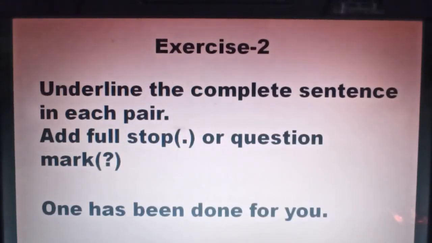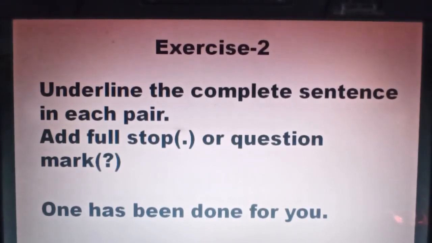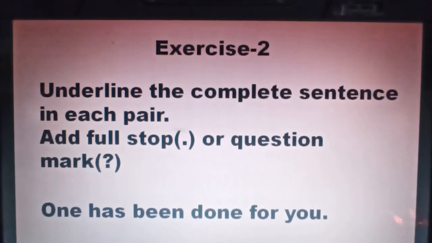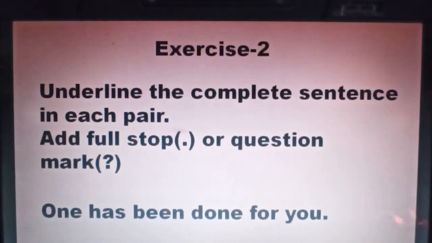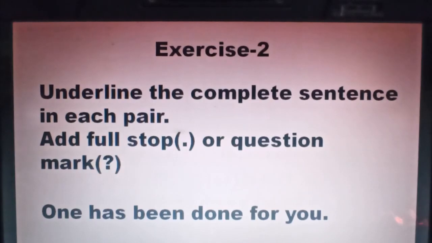Now exercise 2. Underline the complete sentence. In each pair add a full stop or question mark. One has been done for you. आपको जो वर्ड्स दिए गए हैं उनमें से एक कंप्लीट सेंटेंस है. आपको कंप्लीट सेंटेंस को अंडरलाइन करना है from the given pair and you have to put proper punctuation mark. One has been done for you.